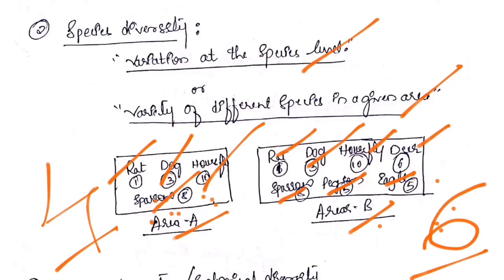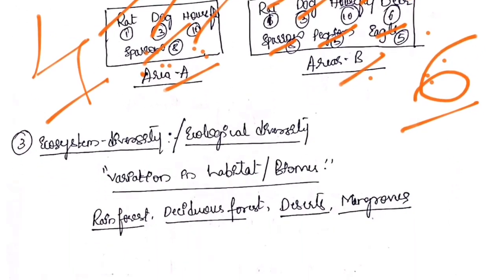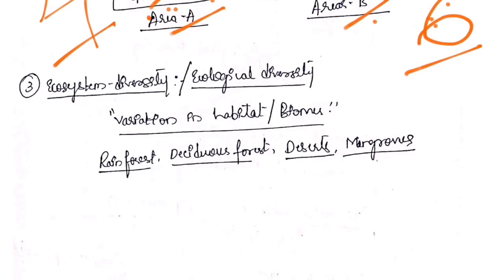So this is what species diversity is. The variety of different species in a given area is called species diversity. And the next one is ecological diversity or ecosystem diversity. It is nothing but variation at the level of habitats or biomes. It is called ecosystem biodiversity or ecological diversity.